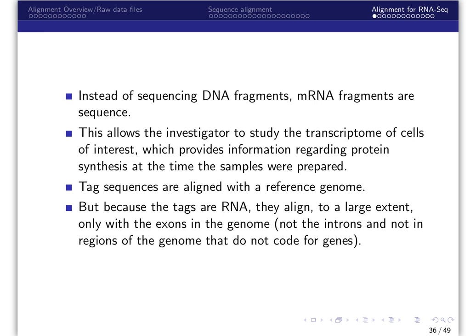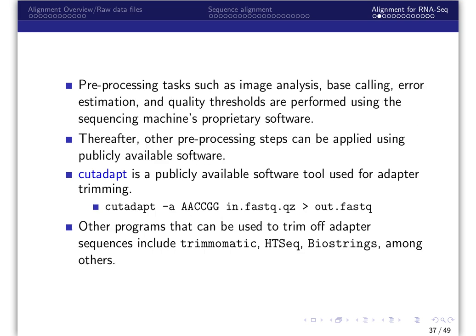Image analysis, base calling, error estimation, and quality thresholds are performed using the sequencing machine's proprietary software. In the case of Illumina, the HiSeq controller software. Thereafter, other preprocessing steps can be applied using publicly available software. You may recall that as part of the assay process, adapters are ligated to the sample fragments to be sequenced, and the adapter plays a role in sticking the fragment to the surface of the flow cell and in the bridge amplification process. However, we do not want to align a sequence that includes adapters because the adapters would not be in the reference genome.